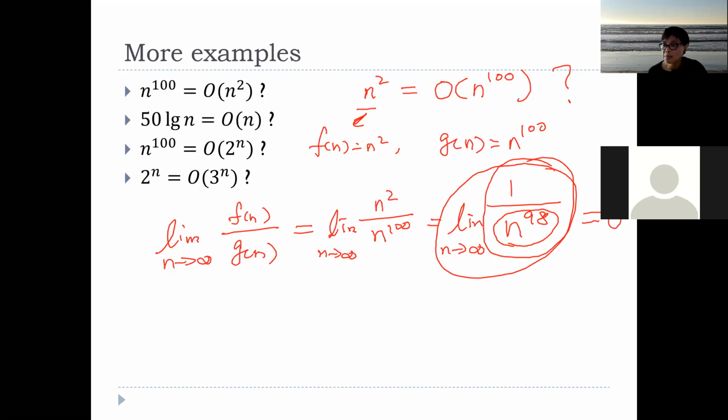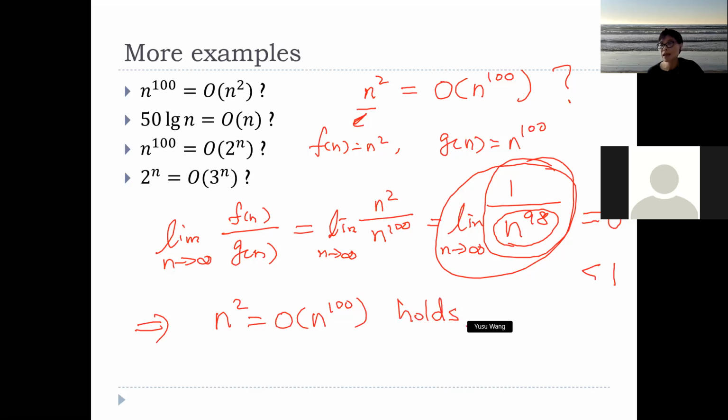What does that mean? If the limit goes to 0, then clearly it's smaller than some constant. You can pick any constant; 0 is clearly smaller than, say, 1. In this case, any constant works. Using the previous result, we know that the relation holds. So this is what we have, using the previous limit argument.